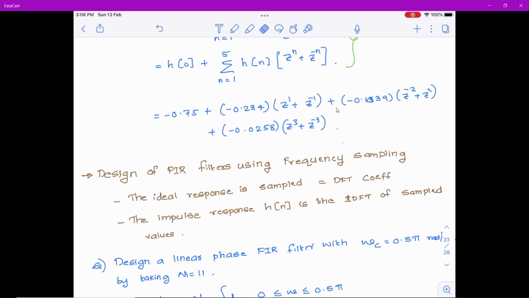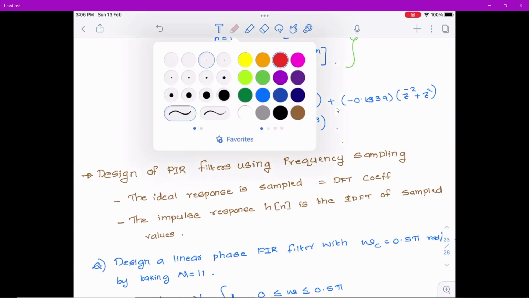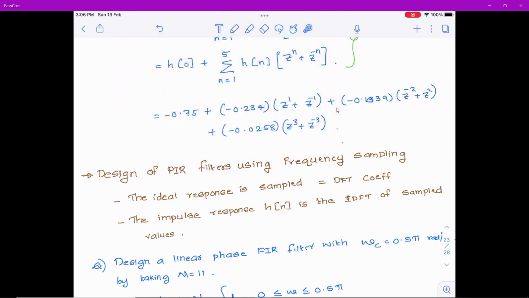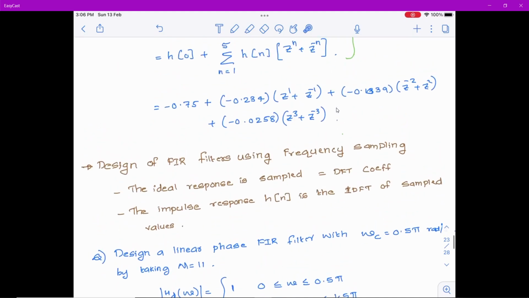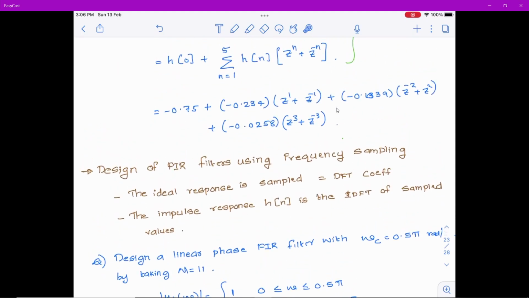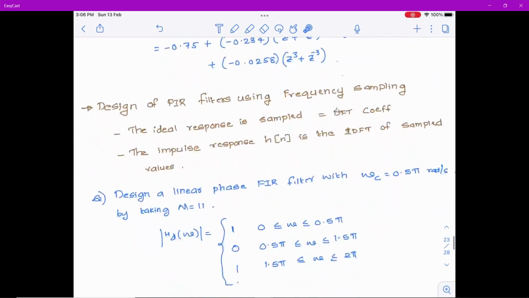Okay. So in the last class, we looked at the way of designing FIR filters using windows. മൂന്ന് വിൻഡോസ് നമ്മൾ പറഞ്ഞു. റെക്ടാങ്കുലർ വിൻഡോ, ഹാമിംഗ് വിൻഡോ, ഹാനിങ് വിൻഡോ. അതിൽ റെക്ടാങ്കുലർ, ഹാമിംഗ് വിൻഡോ, we had also seen an example. Okay. The next way of designing an FIR filter is using something called frequency sampling.